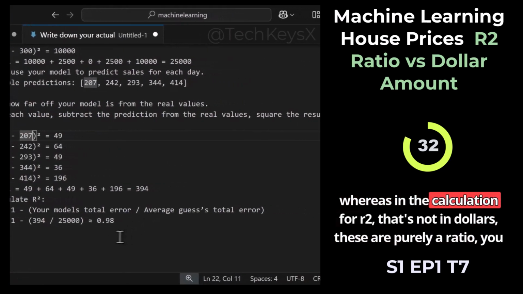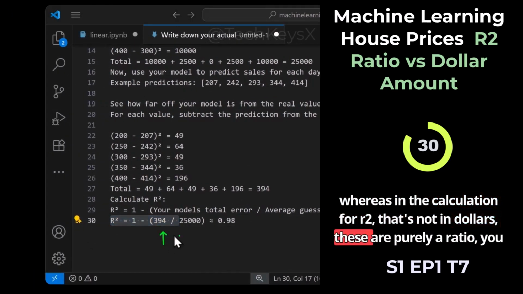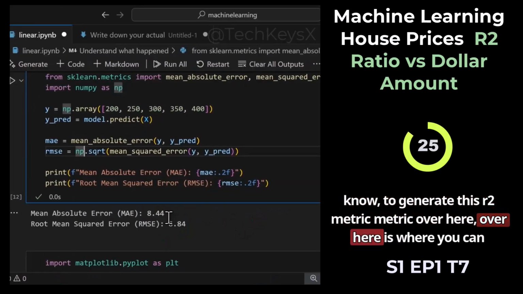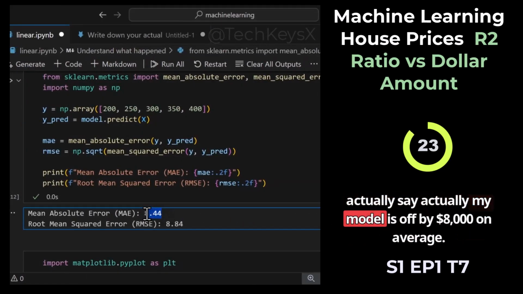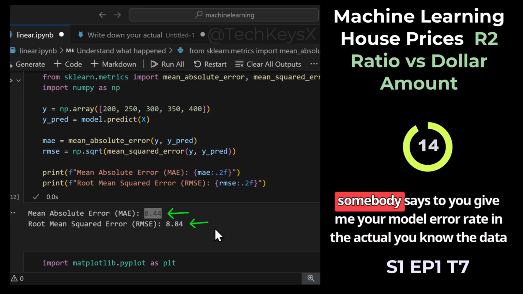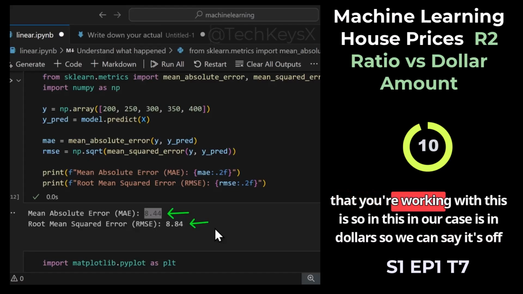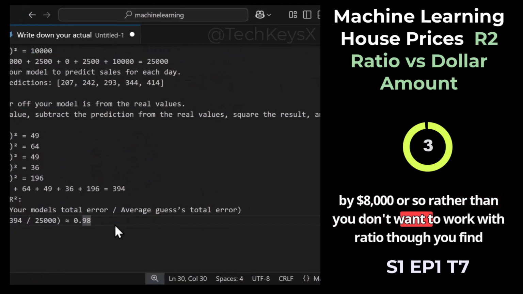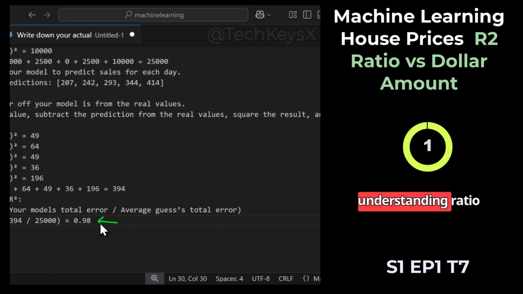Whereas the calculation for R2 is not in dollars. These are purely a ratio used to generate this R2 metric. Over here is where you can actually say my model is off by $8,000 on average. So you can use MAE, mean absolute error, or root squared error if somebody says to you, give me your model's error rate in the actual data you're working with. In our case, it's in dollars, so we can say it's off by $8,000 or so, rather than working with a ratio, though you may find understanding a ratio hard.